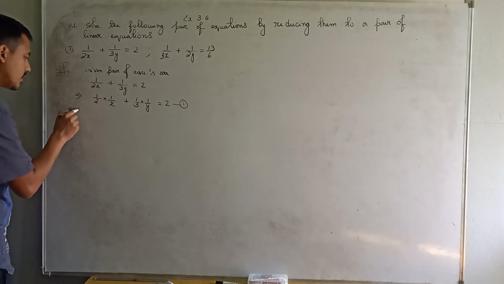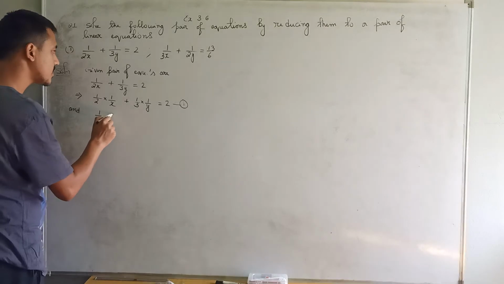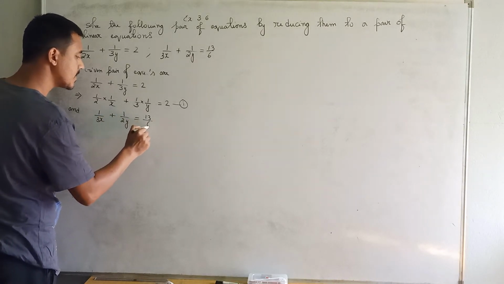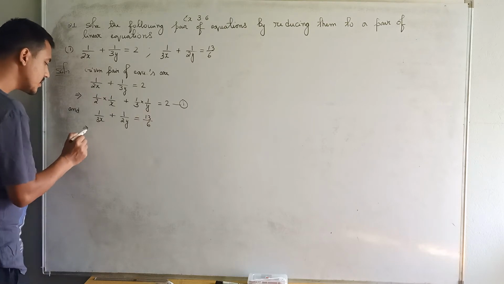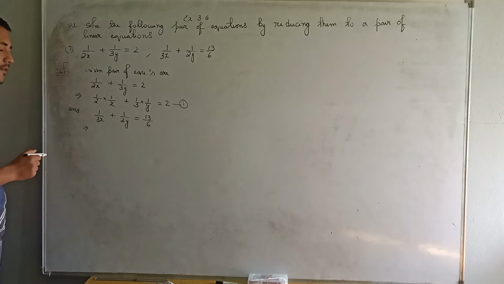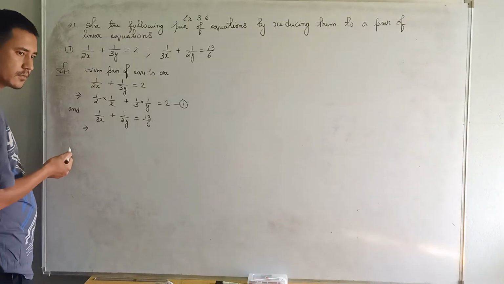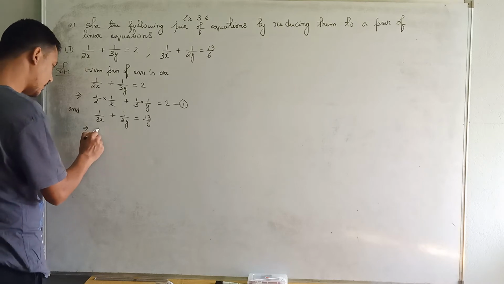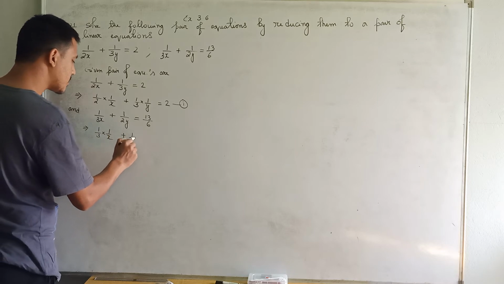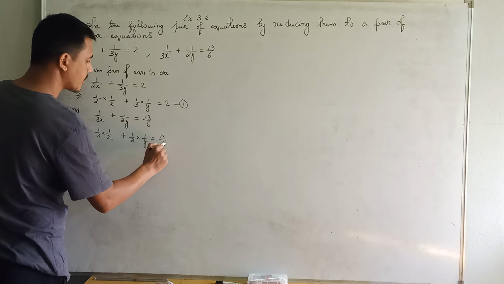And the other equation, 1 by 3x plus 1 by 2y is equal to 13 upon 6. The same thing I can do here. Just try to separate the coefficient from the variable. What is your coefficient here? 1 by 3. So I can write 1 by 3 times 1 by x, right? Plus 1 by 2 times 1 by y is equal to 13 upon 6.